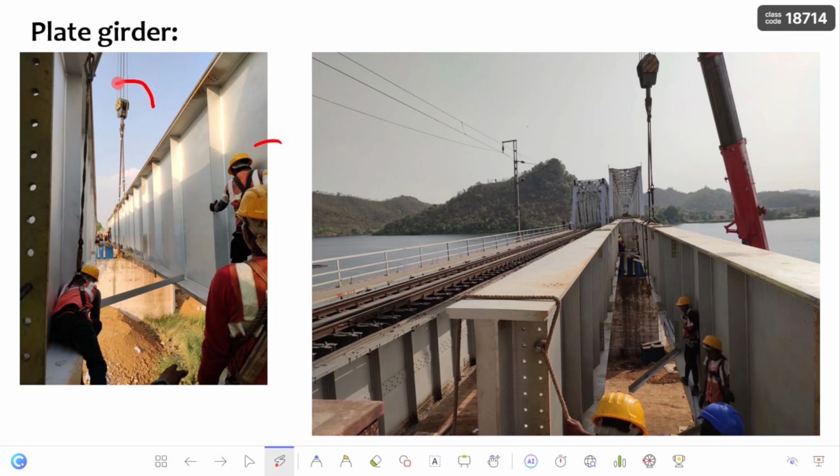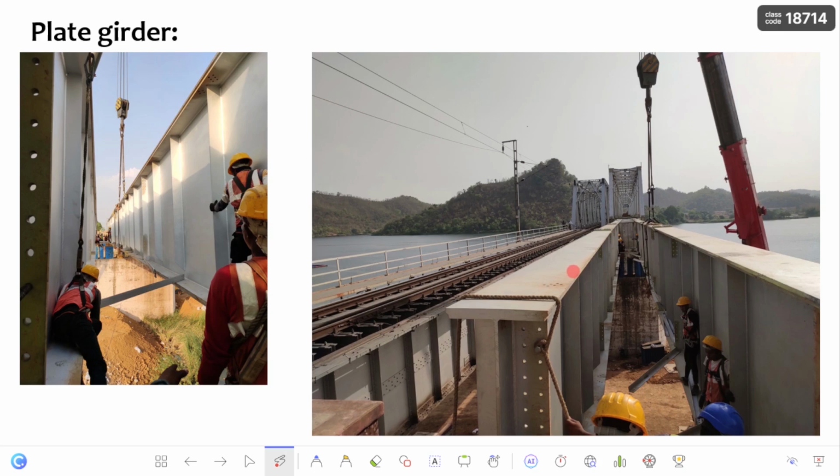Here you can observe the crane is erecting the plate girder, and another person is tying the bracing in between the two plate girders. A plate girder is a built-up section which is made of plates. You can see here this is a flange, these are the stiffeners, and this is the web. This location is in Uttar Pradesh, near the Obra Dam, and the span of this plate girder is 30.5 meters.